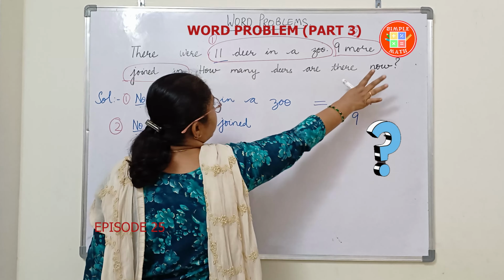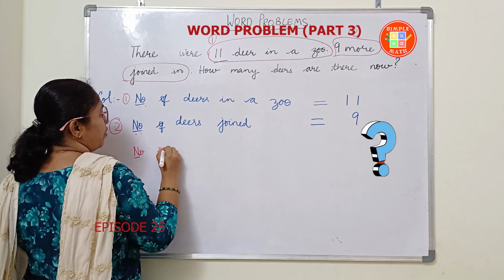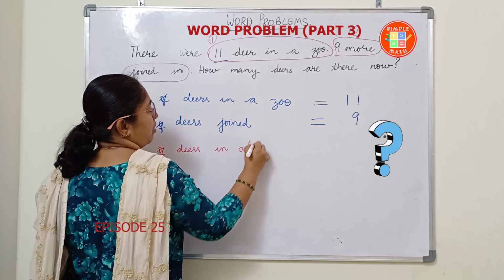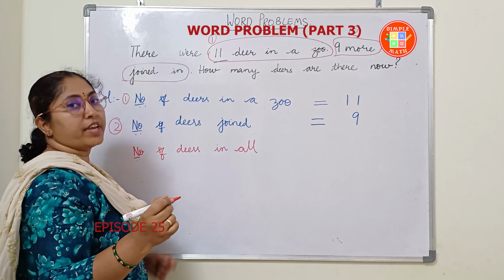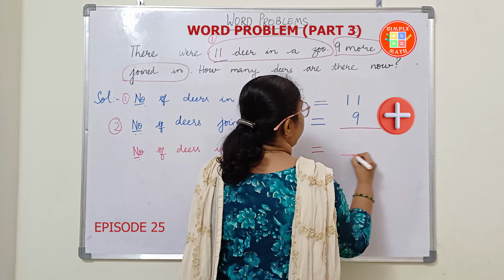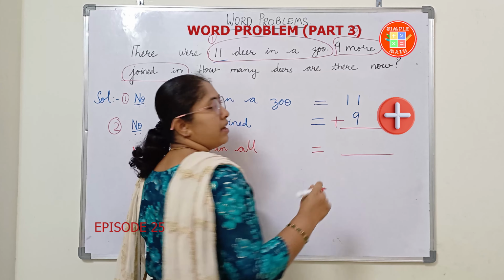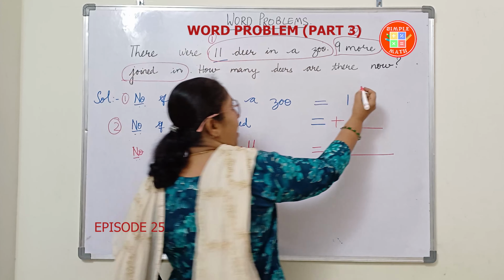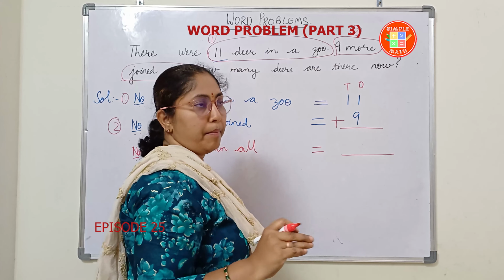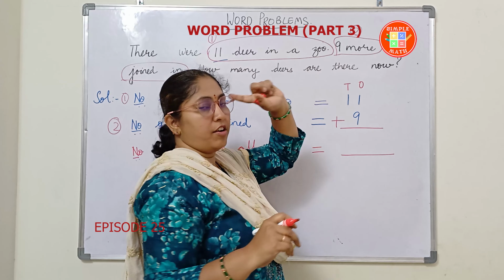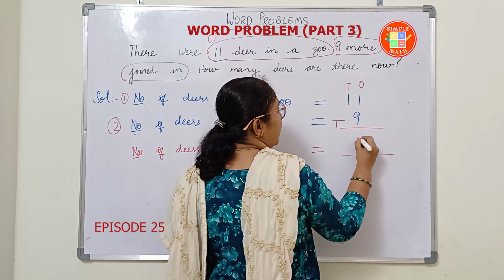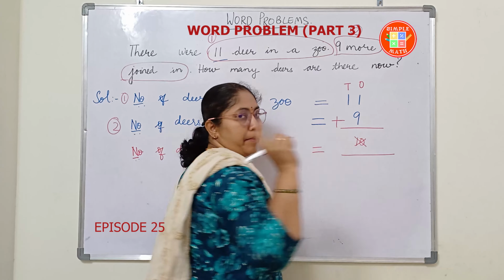How many deers are there now, he is asking. So number of deers in all you can write, or you can write number of deers all together is equals to. Draw the line, put the plus symbol, addition, and mark the ones column and tens column. Start adding from the ones column. 9 in your mind, 1 on your finger, count after 9, 10. We will not write 10 in the ones column, remember that.